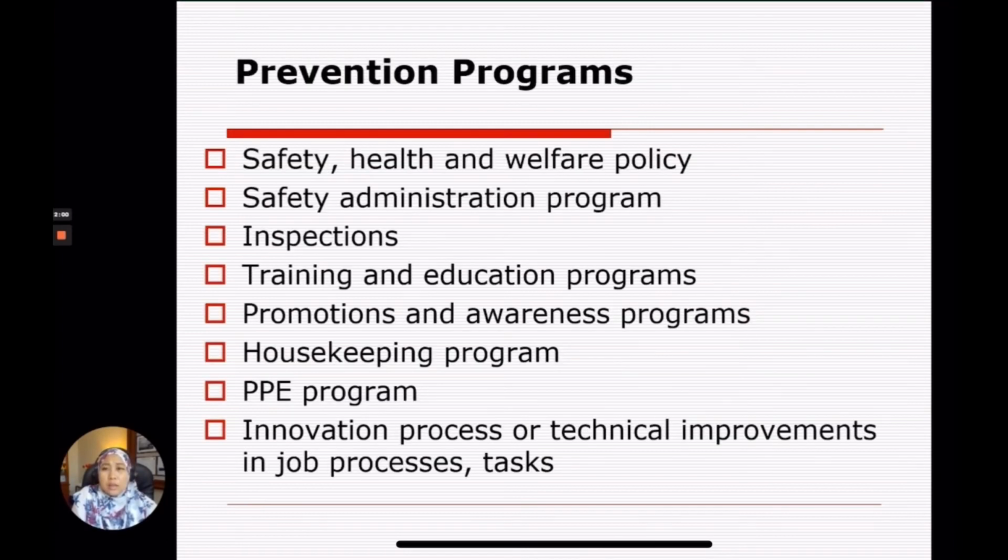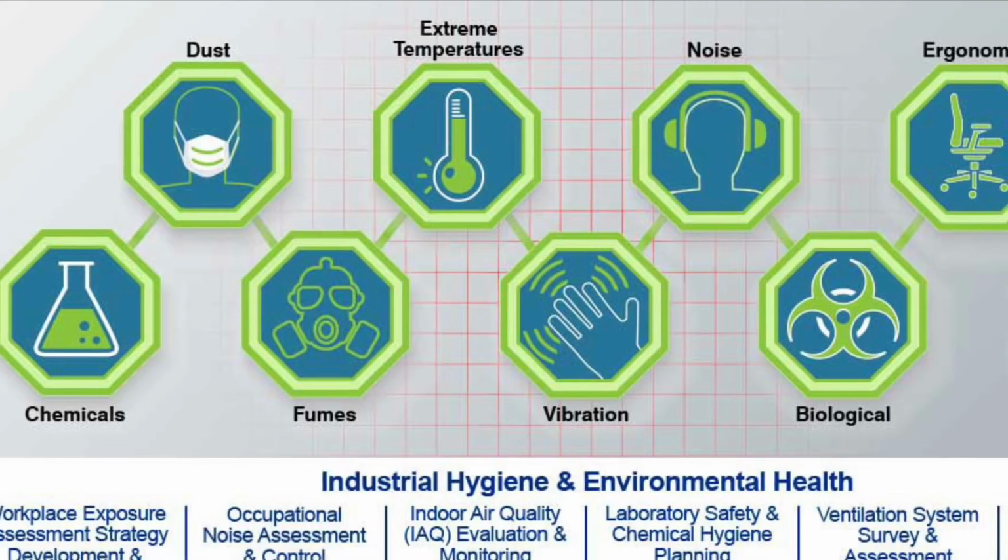These are the types of prevention program. You need to have the policy on the health program, administration program, inspection, training, education, promotion and awareness program, housekeeping program, PPE program, or some job innovation process or technical improvement in the job processes.